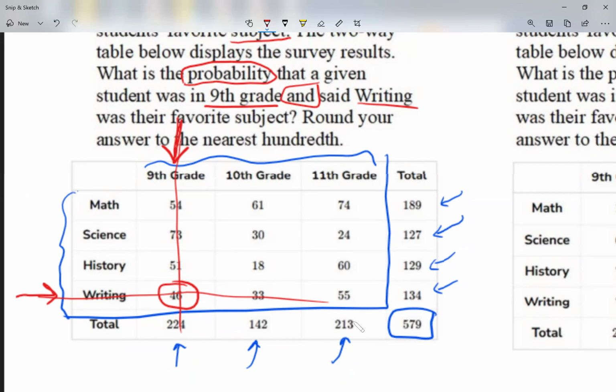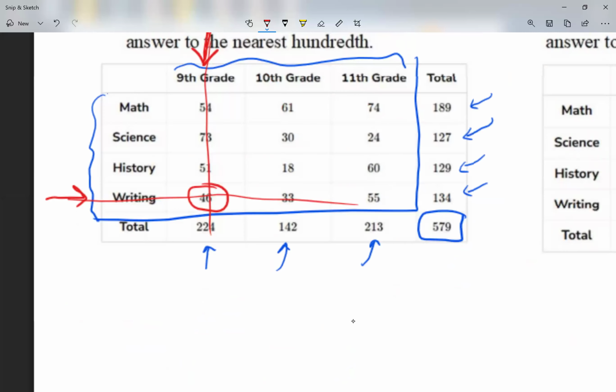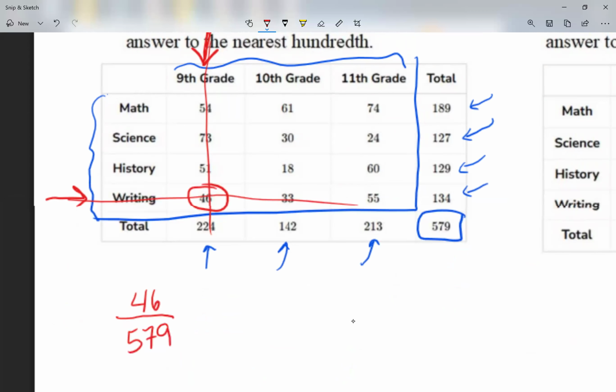Fine. What I'm going to do is 46, because there were 46 ninth graders that chose writing, 46 over 579, because there are 579 students all together. So I'm going to have, because I'm dealing with all the students, 579 at the bottom. On the top, 46 because that's where ninth grade and writing met. So how many ninth graders chose writing? Now I'm just going to divide. I'm really just going to use my calculator.